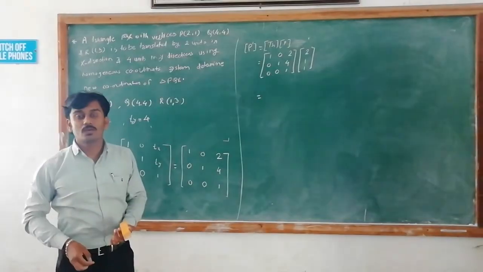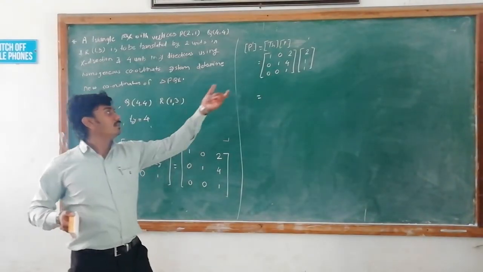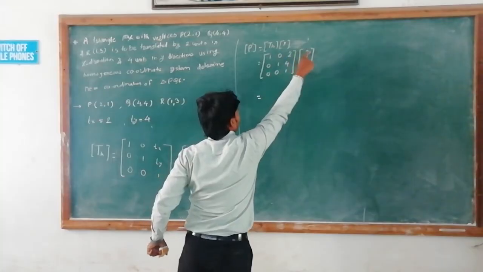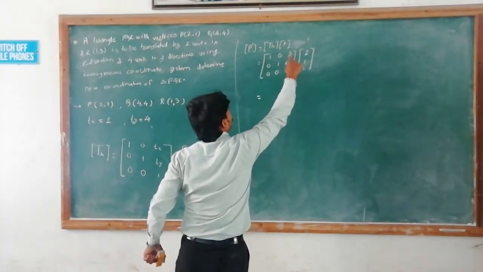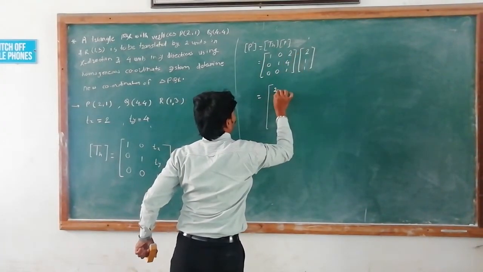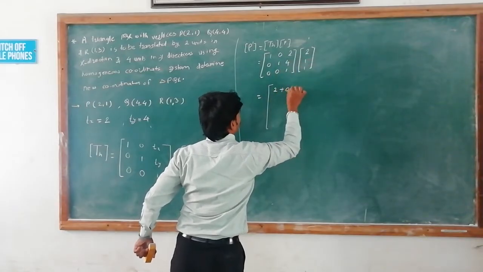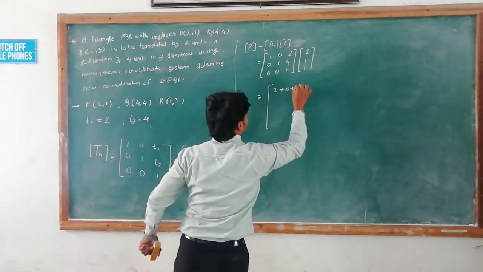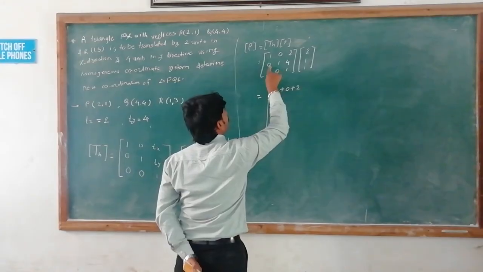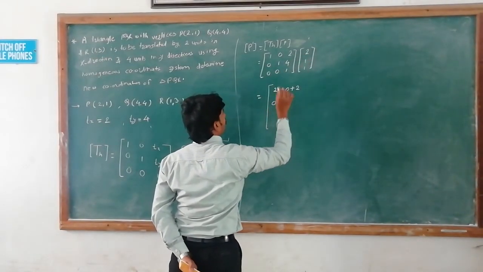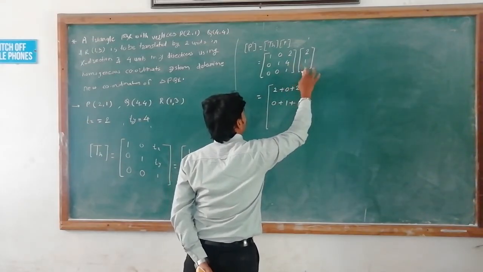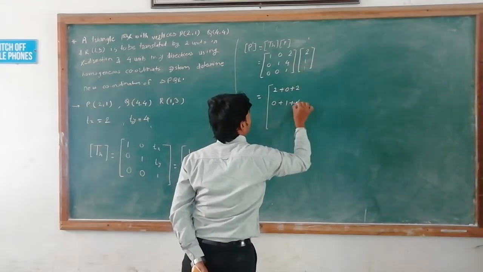How do we multiply the matrices? This 1 is multiplied by this 2, this 0 multiplied by this 1, and this 2 is multiplied by this 1, and take the summation of these. That means 1 into 2, 2, plus 0 into 1, 0, plus this 2 into this 1, 2. This we get as the first coordinate. Now for the second coordinate, this 0 multiplied by this 2, 0, plus this 1 multiplied by this 1, 1, plus this 4 multiplied by this 1, that is equal to 4.